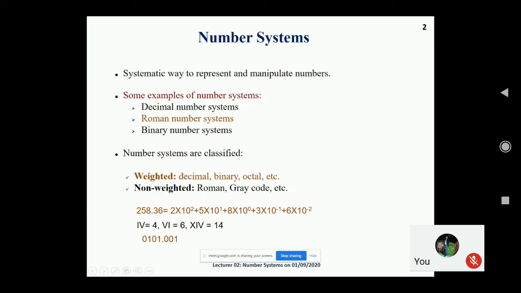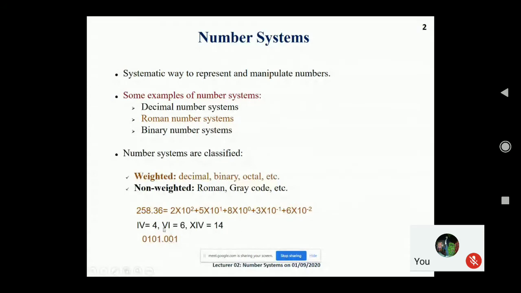Okay, and see here, Roman number IV equals 4, VI equals 6, and XIV we can represent as 14. Now the binary number system is very important, because you already know we use binary numbers in digital electronics. In most cases we generally use this binary number system. So what is the binary number system? It is a sequence of 0 and 1, any sequence. Suppose an example is 0101.001. So after the point, this is called the fraction part, 001.